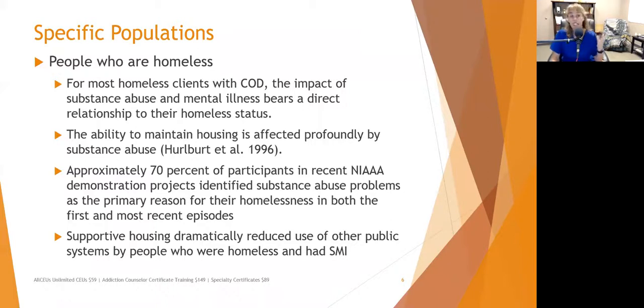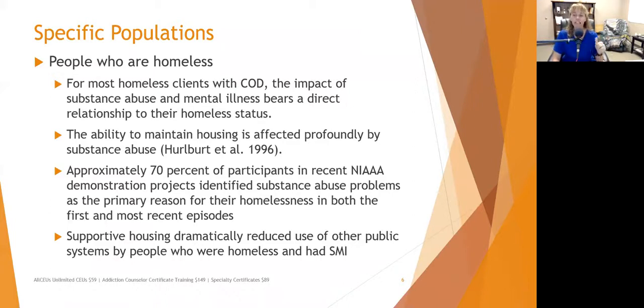And some clients I've worked with have said, yes, substance abuse is the reason for my homelessness, because I would rather use and live on the street than not use and have a home. Now, does that break my heart? Yes. But is it my duty to tell them they're wrong? No, because they have the right to choose how they live.